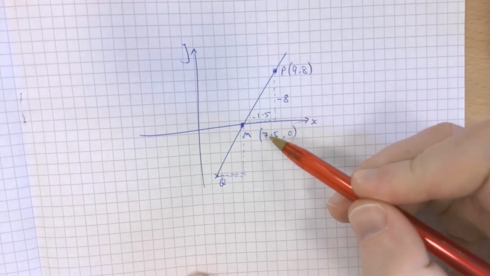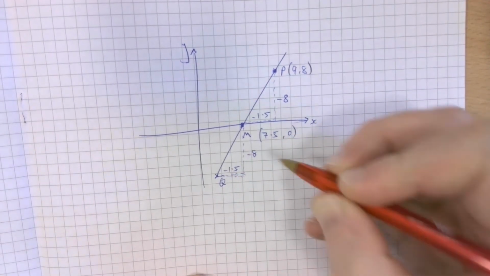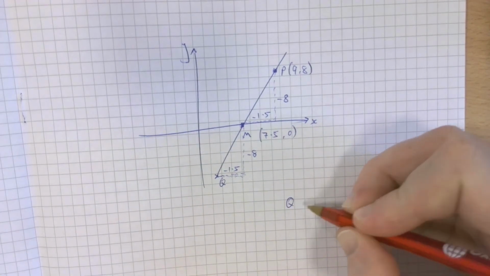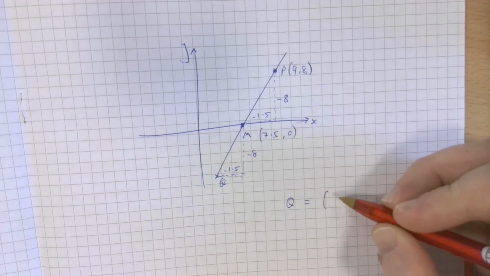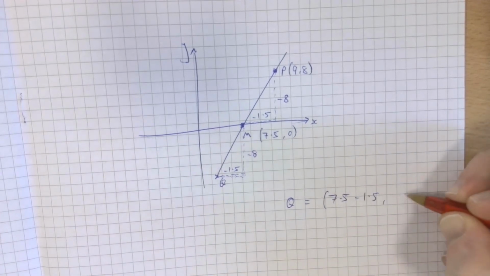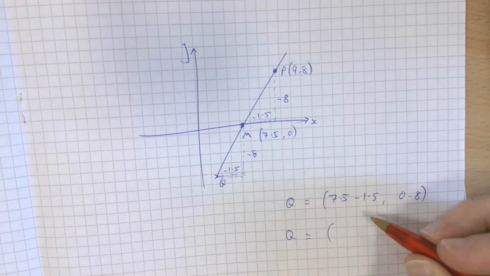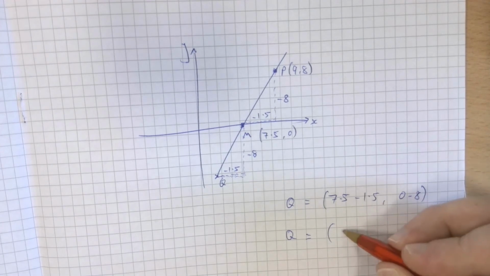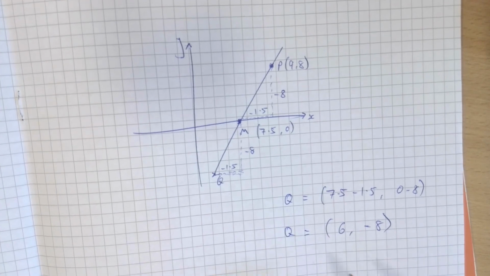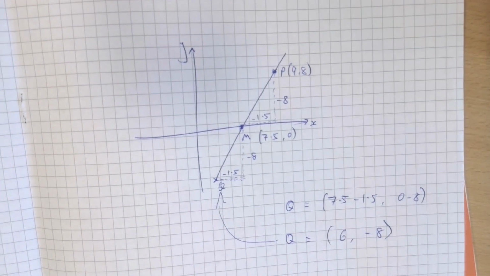And again, we're doing the same thing as we did before, repeating the same movement. 8 down and 1.5 to the left, negative, happening to point M. So point Q is point M minus those movements. 7.5 minus 1.5 for the x and 0 minus 8 for the y, which makes 6 and minus 8. That's the position of this coordinate Q here. I hope that makes sense.